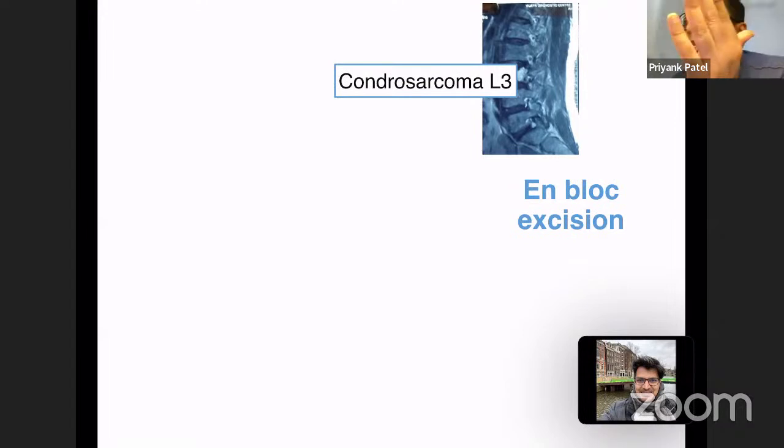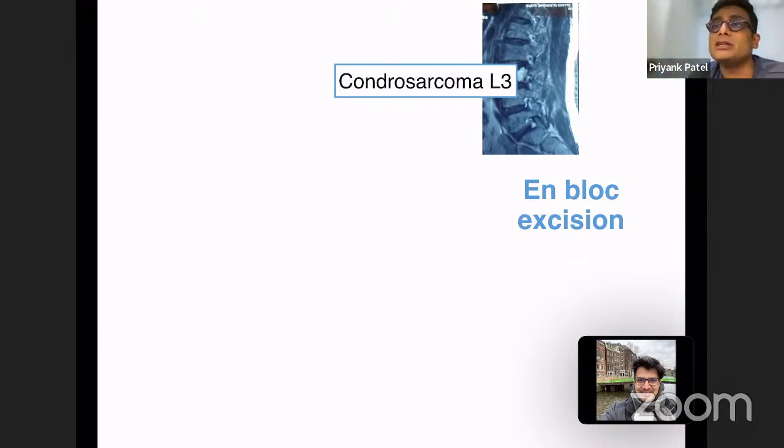The concept is something that you have to remember. En bloc spondylectomy is a very, very high-end surgery. And unless you are at a dedicated tumor center, this is something you should not venture into. But you should all know what it is.